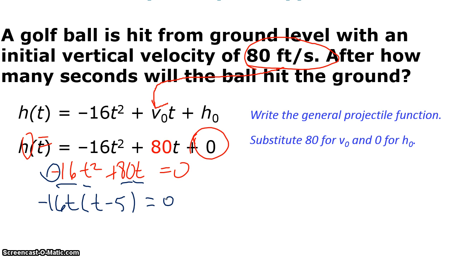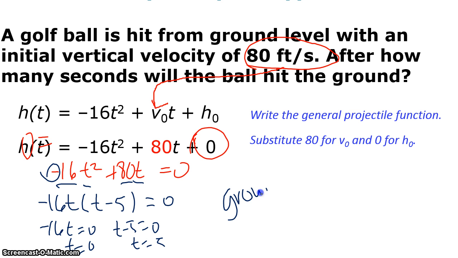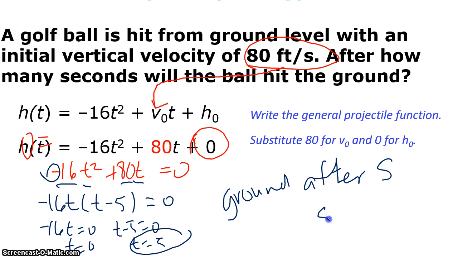So now all you have to do is find your zeros. Either the -16t is our 0, or the t minus 5 is our 0. So over here, t would be 0, and over here we would get t equals 5. So we know that the golf ball will hit the ground after 5 seconds.